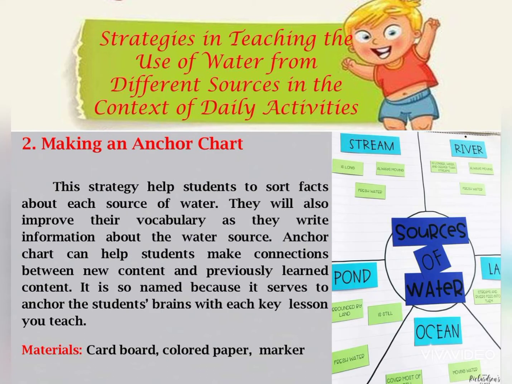The next one is making an anchor chart. This strategy helps students to sort facts about each source of water. They will also improve their vocabulary as they write information about the water source. Anchor chart can help students make connections between new content and previously learned content. It is so named because it serves to anchor the students' brains with each key lesson you teach. The materials are cardboard, colored paper, and marker.